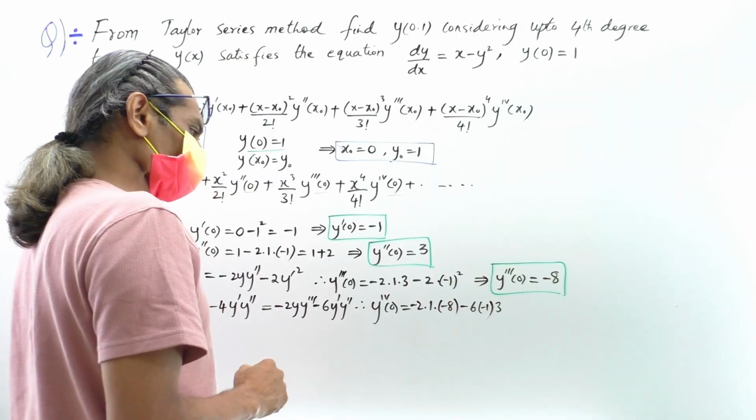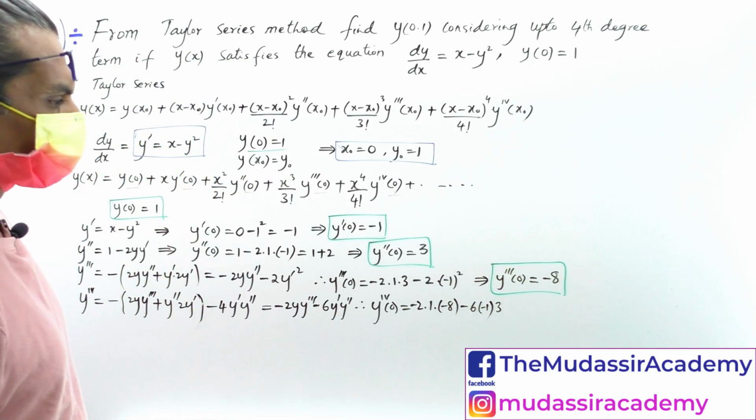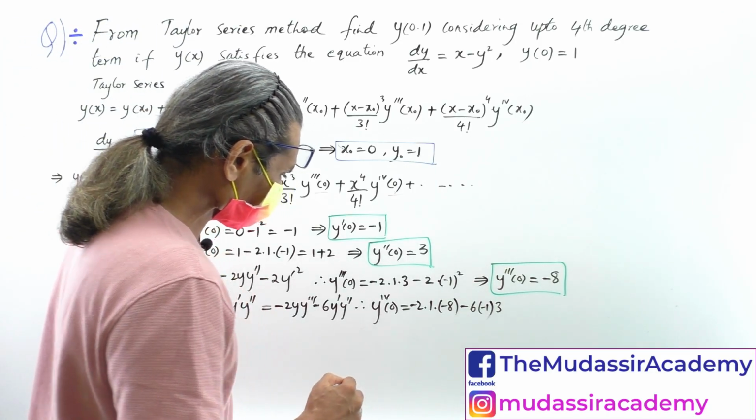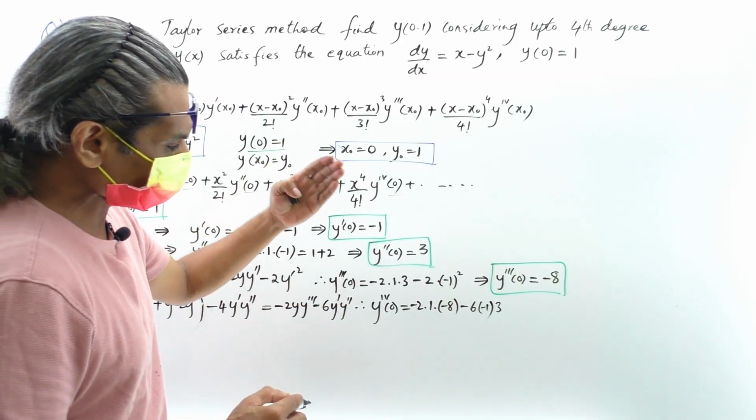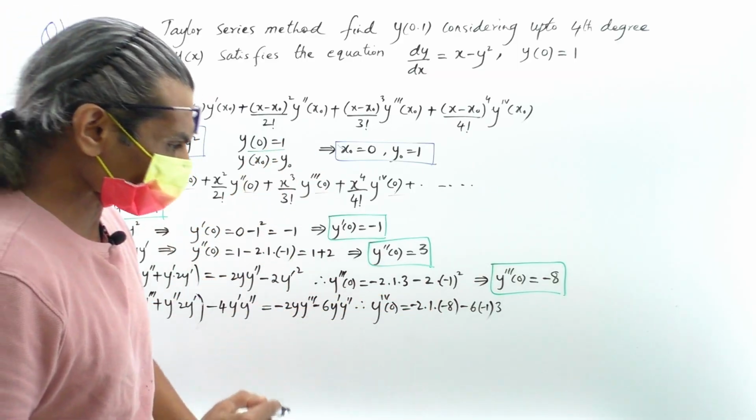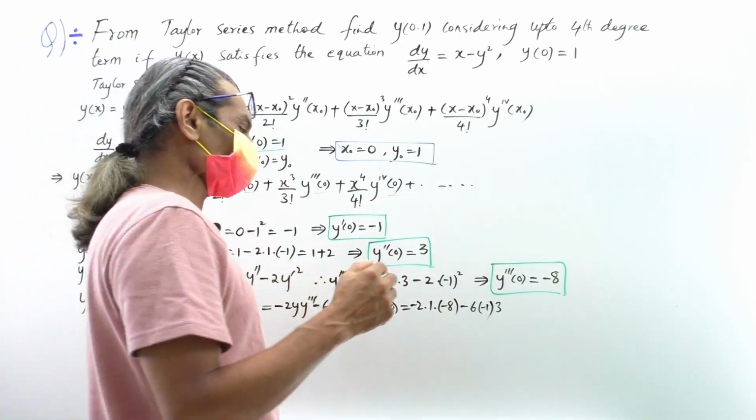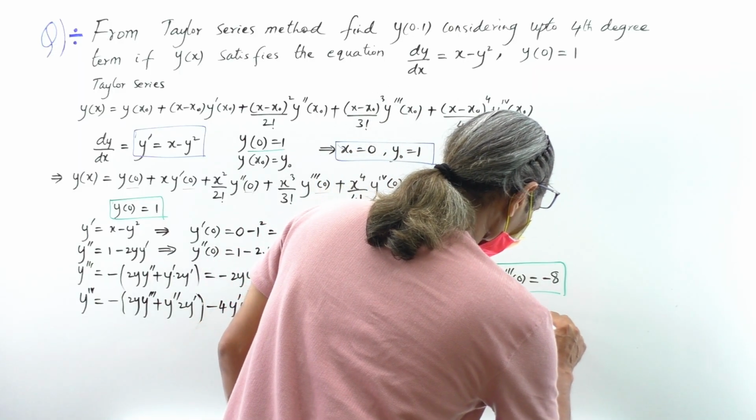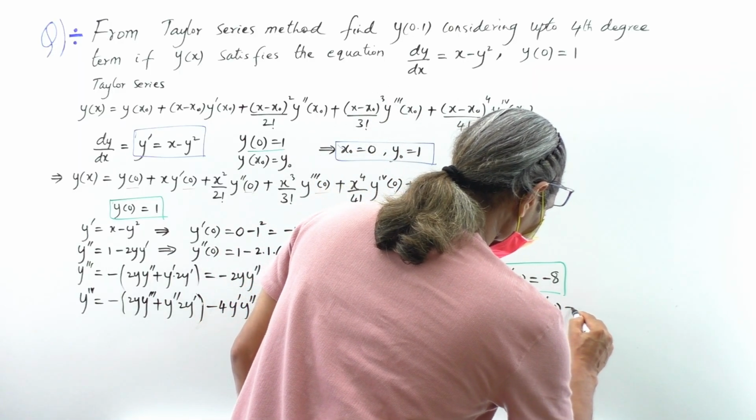Correct. So minus 16 and minus 18. So we have plus 16, sorry, minus 2 into minus, it is plus 16 plus 18. So 16 plus 18 is nothing but 34. Therefore we get y4 of 0 equals 34.